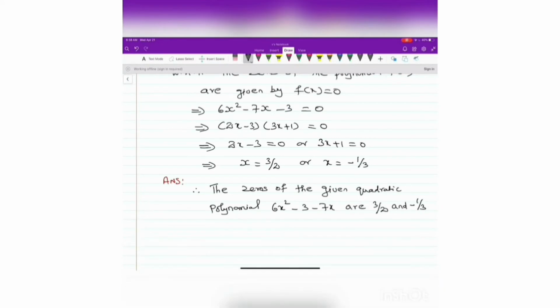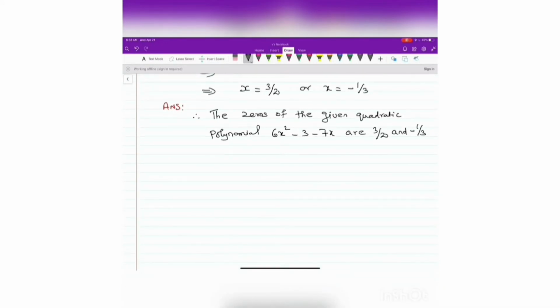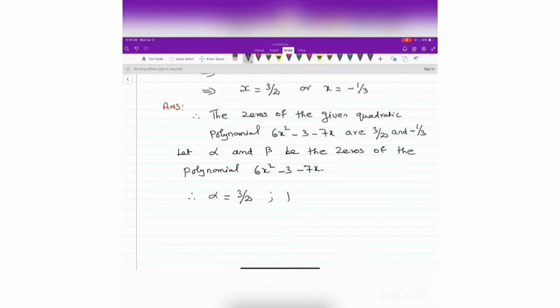Okay. Now, let us make the assumption for the second part. Let alpha and beta be the zeros of the polynomial 6x square minus 3 minus 7x. So, what do you get? Alpha is equal to 3 by 2, beta is equal to minus 1 by 3.